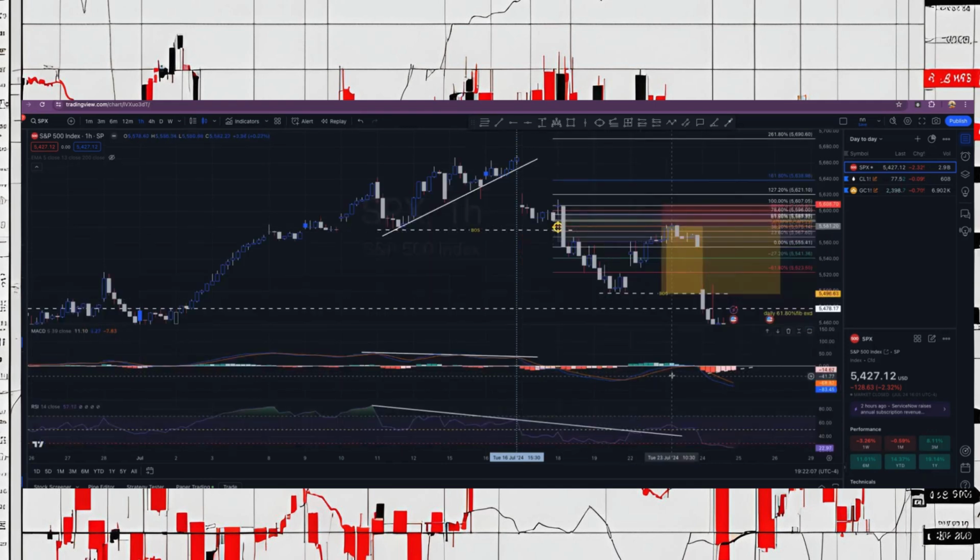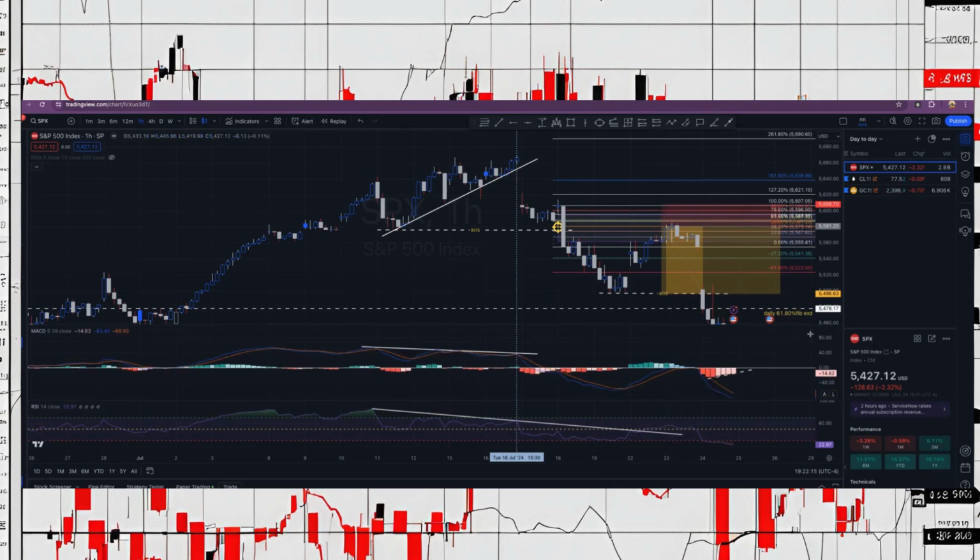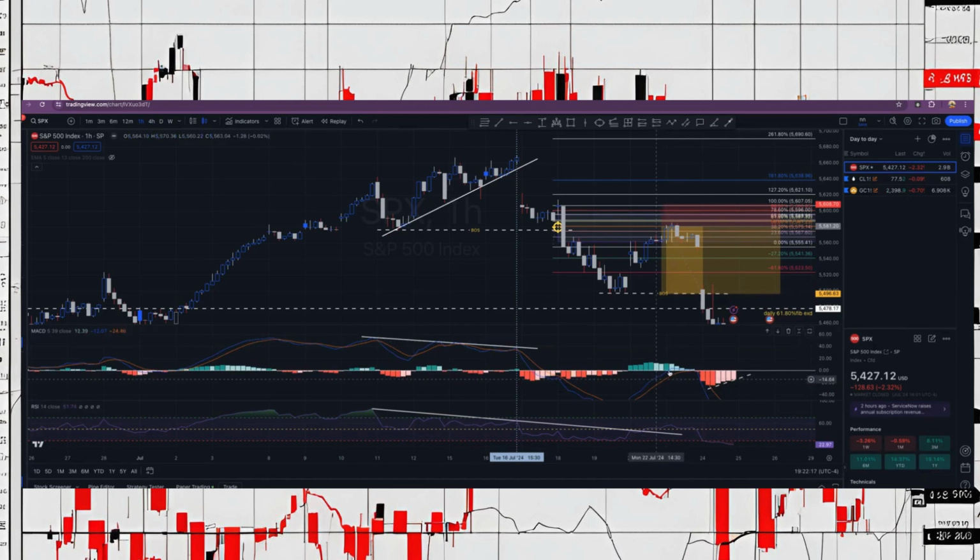Then remember what we talked about last night. Look at your oscillators, all your oscillators in the bearish territory, right? Your RSI right at the neutral zone. Your MACD is below your zero level. Look at the two lines, how tight they are, right?